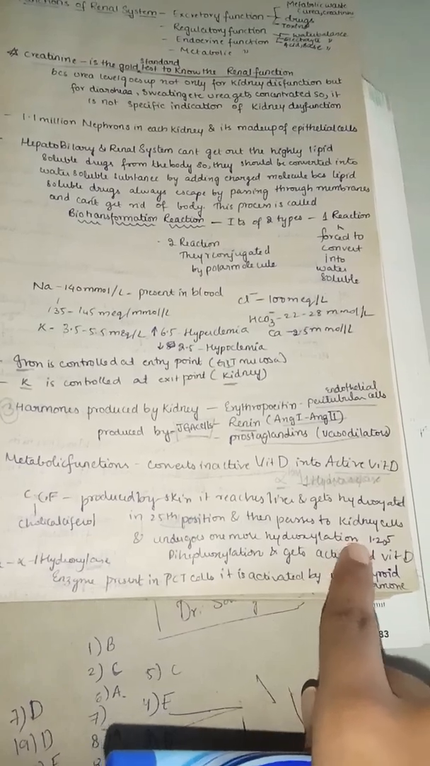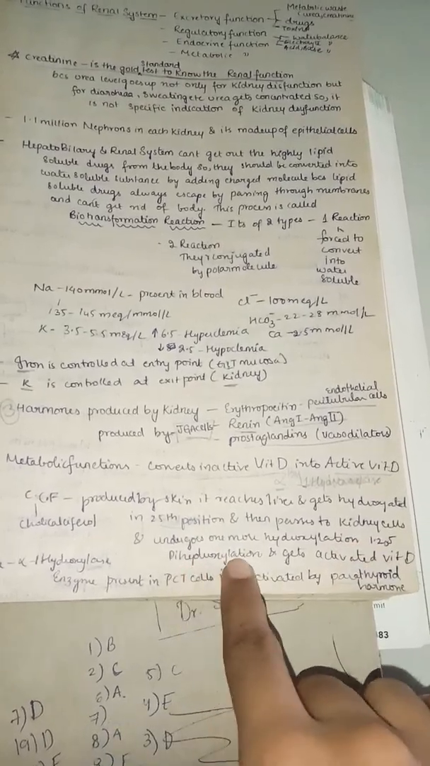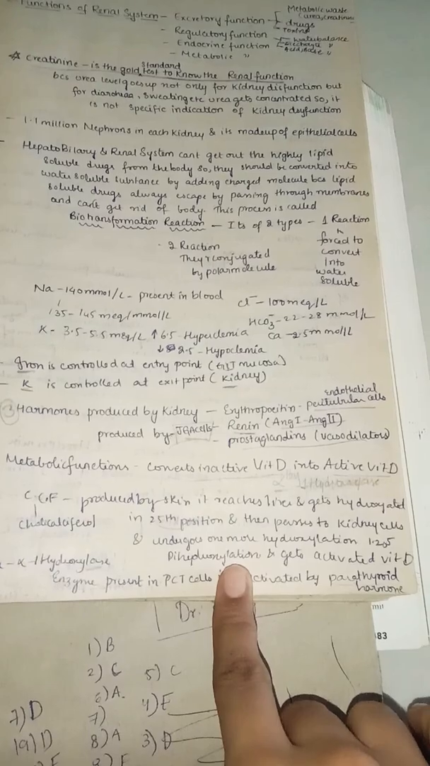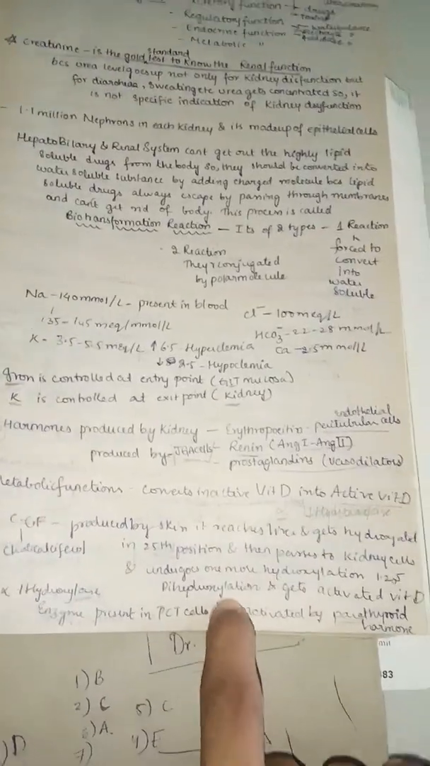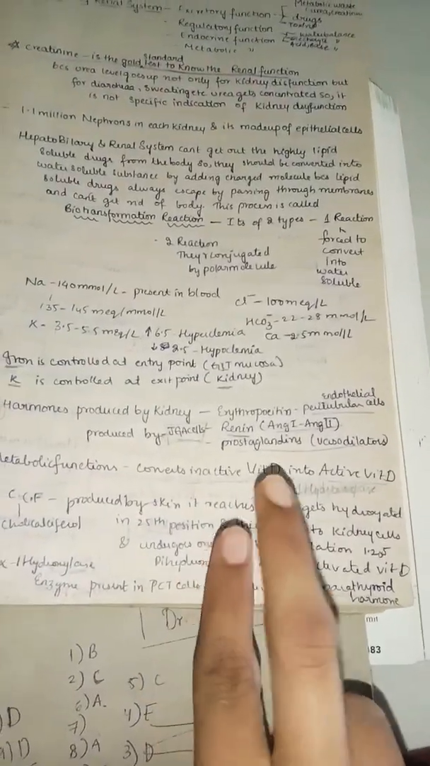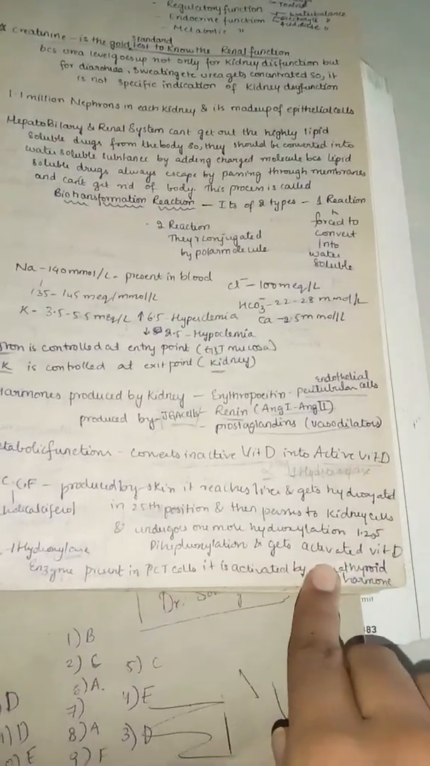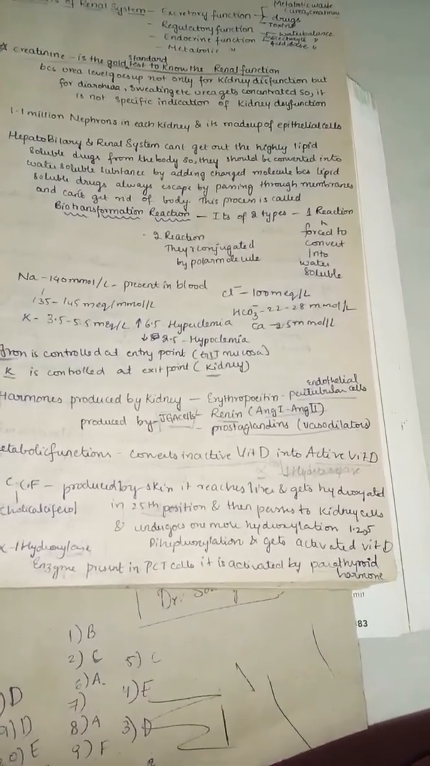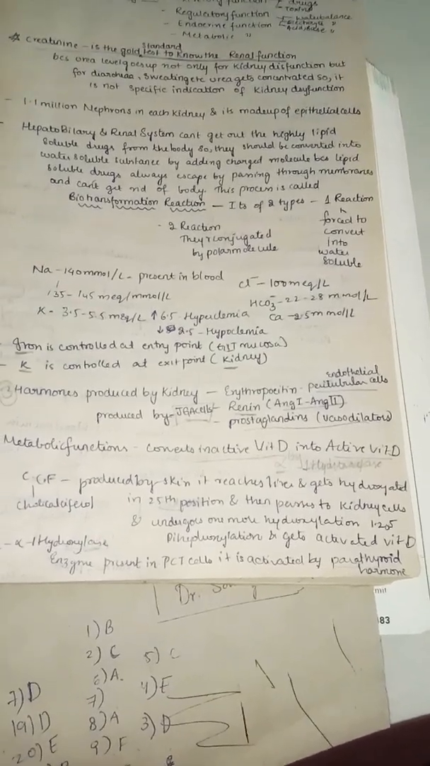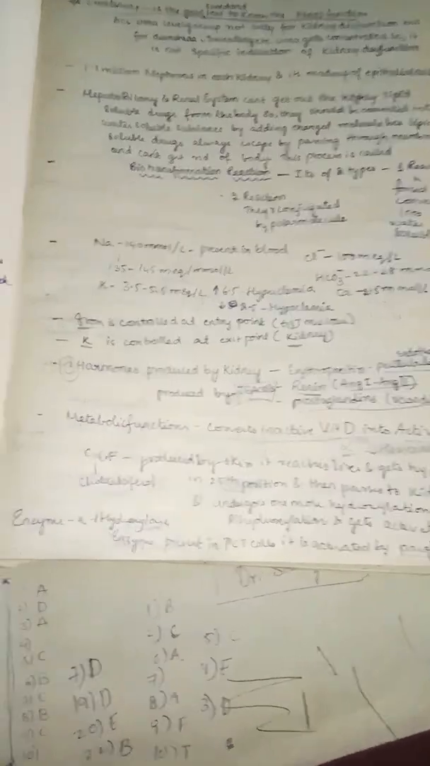So then it is called 1,25-dihydroxy, meaning one hydroxyl at the 1 position and also at the 25 position. And it gets activated in the form of vitamin D. So it should get hydroxylated at the liver and also at the kidney. Only because of two hydroxylations can the active vitamin D be formed.